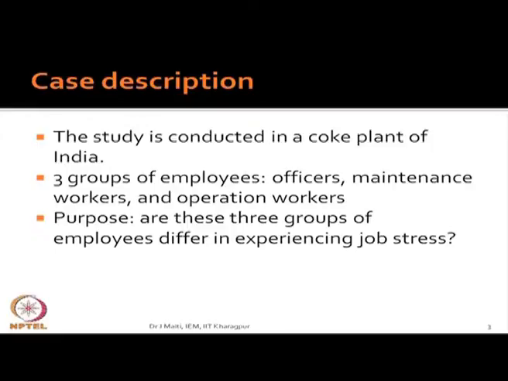Purpose: do these 3 groups of employees differ in experiencing job stress? You all know job stress nowadays is a big issue everywhere, across all job titles, across all sectors, starting from your hardcore heavy industry to small scale industry to office workers to IT workers. Job stress is a big issue, and this work we are doing for one company.